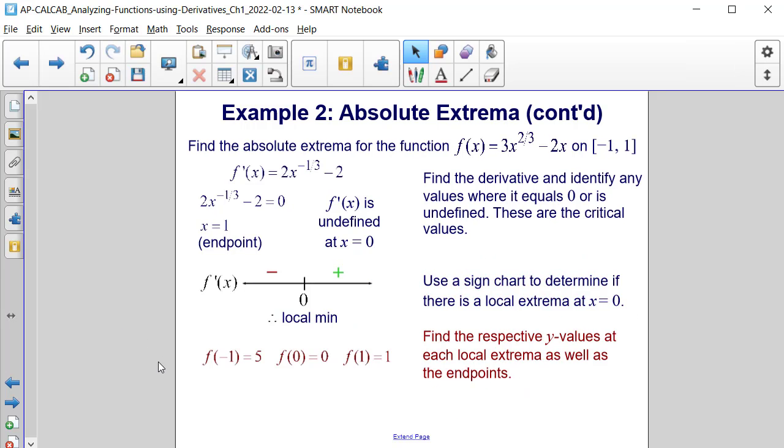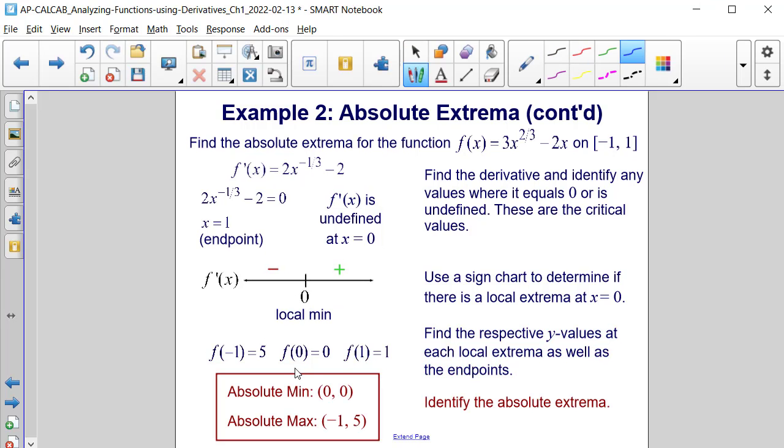The last step is to find the respective y values at each local extrema as well as the endpoints. So for that local minimum value that we found at 0, if we substitute 0 into our original function, we get a y output of 0 also. So f(0) is 0, and then we also have to find the function values at our endpoints. f(1) is going to be 1, and f(-1) is going to be +5. And from here, since f(0) is 0, that's our smallest y value that we have here, so it's our absolute minimum. And then f(-1) is +5, so that is our absolute maximum.